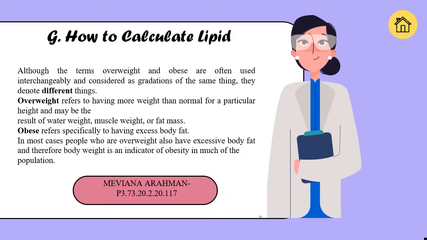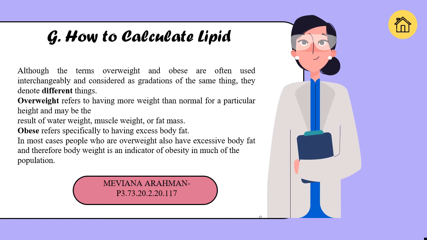Now I will explain how to calculate BMI. Although the terms overweight and obese are often used interchangeably and considered as gradations of the same thing, they denote different things. Overweight refers to having more weight than normal for a particular height, and may be the result of water weight, muscle weight, or fat mass.